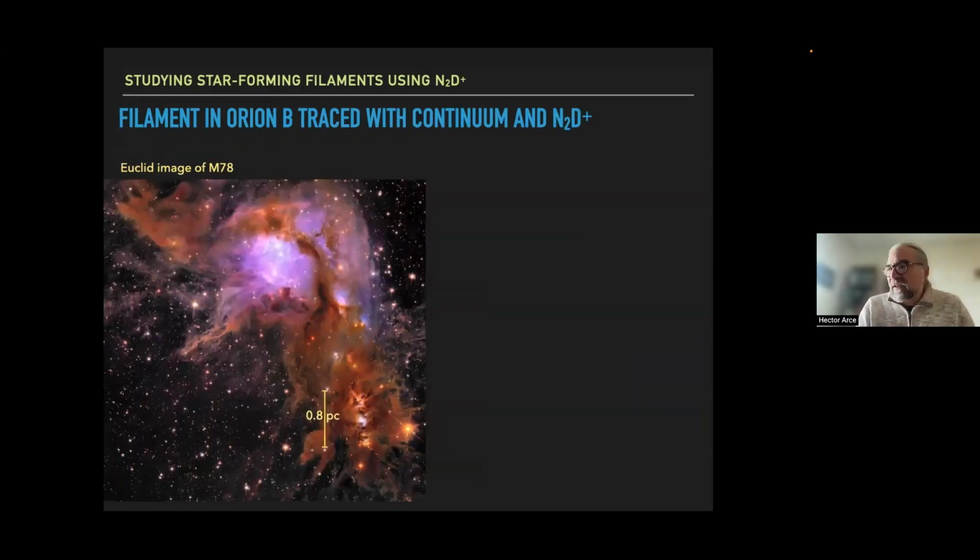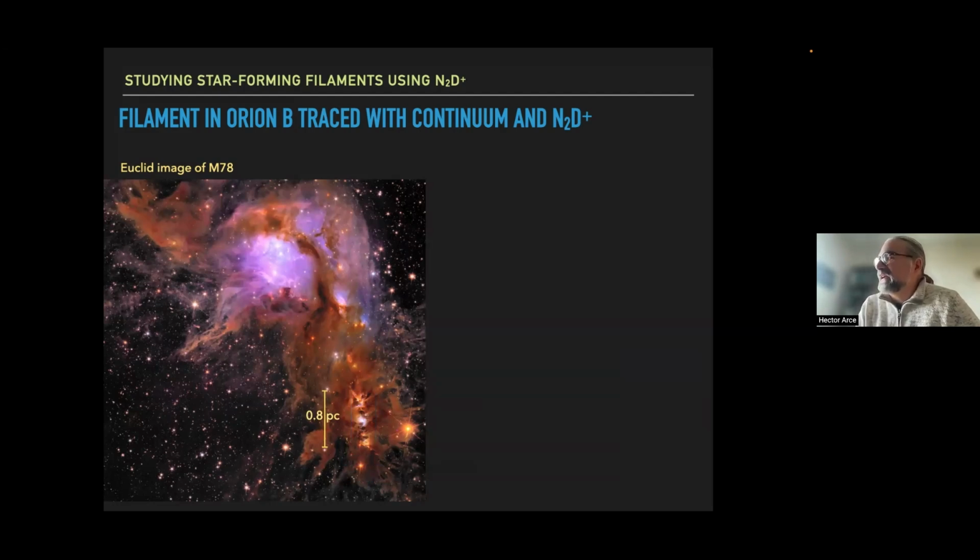Now, from now on, most of the dense gas that I'll show will be from using N2D+. That's another dense gas tracer. And in this case, deuterium, which is the heavy hydrogen, is part of this molecule. Deuterated molecules, as we say, those are molecules that instead of having the normal hydrogen have the deuterium isotope, the heavy isotope of hydrogen, are good tracers of cold and dense gas.